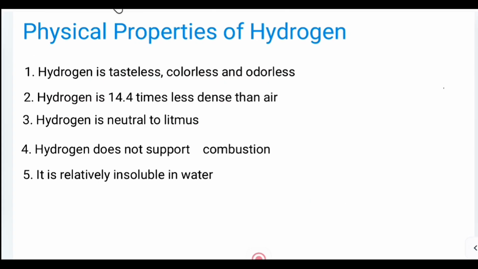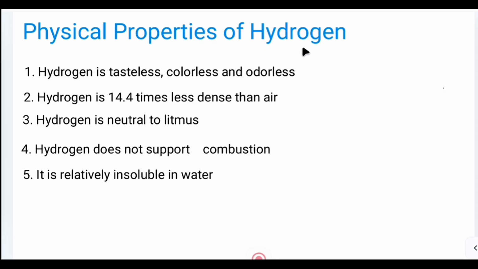Let's look at the physical properties of hydrogen. By physical properties, we mean those properties of hydrogen that do not have to do with carrying out chemical reactions. The very first one is that hydrogen is tasteless, colorless, and odorless. Hydrogen has no smell. Hydrogen has no color.